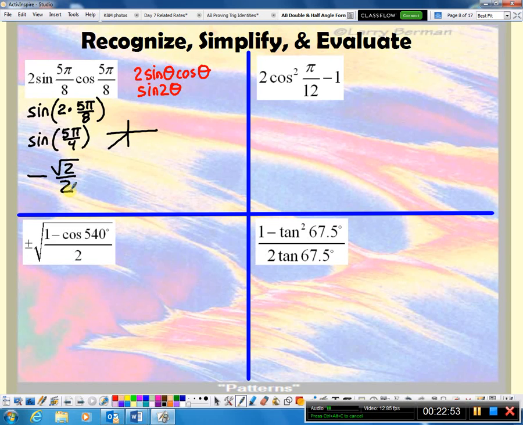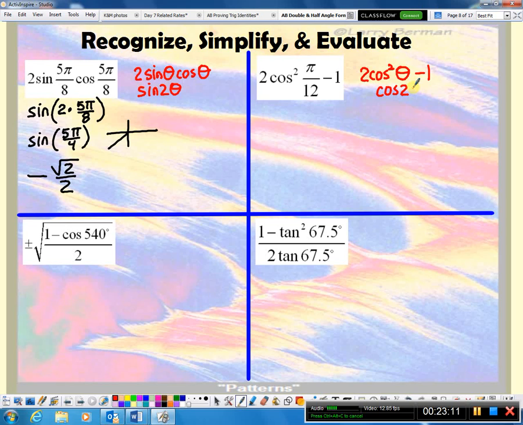We'll take a look at the next problem. I'm looking at this and saying, forget numbers. Let me just write that as 2 cosine squared theta minus 1. Oh, do you recognize that that is one of the 3 expansions for cosine 2 theta?